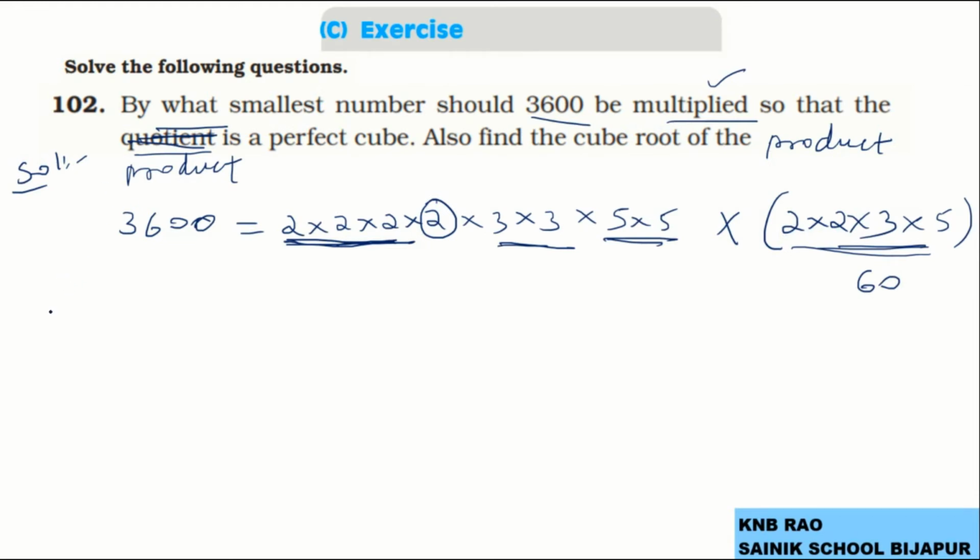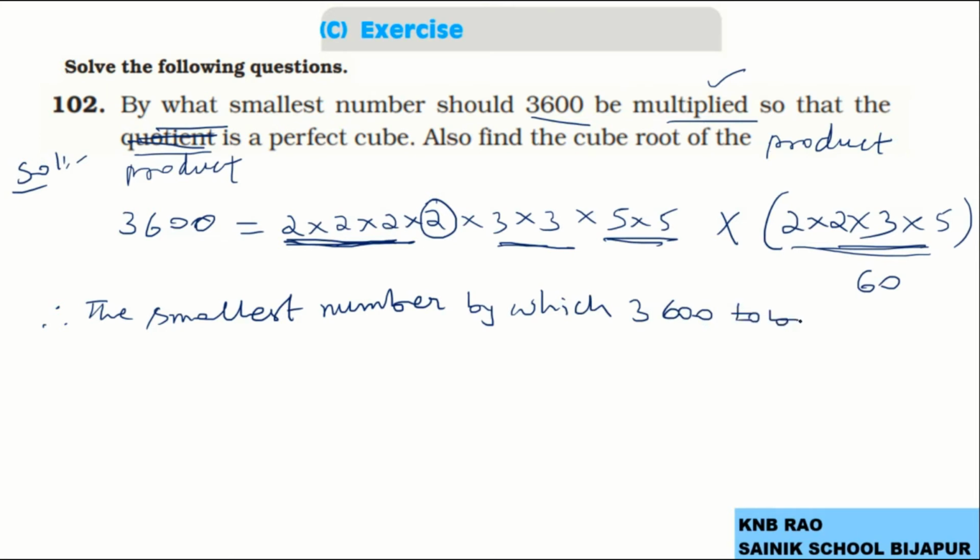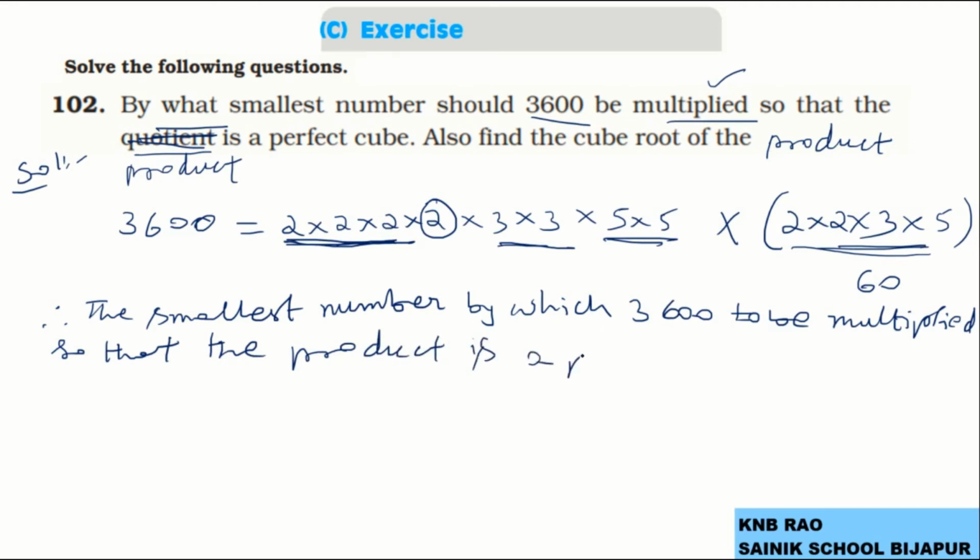Now write the conclusion. Therefore, the smallest number by which 3600 is to be multiplied so that the product is a perfect cube is 60. So with this we have to multiply.